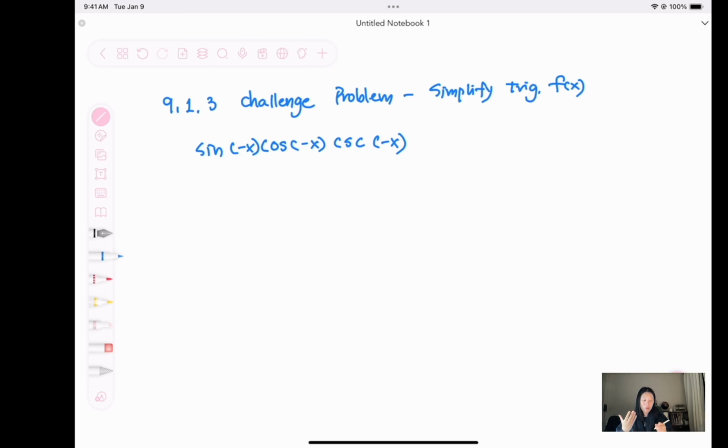First of all, if you see some negative inside of the sine, the trig function, the first thing you need to think about is the odd and the even function. I need to convert this. Sine is an odd function, so that means sine negative x is equal to negative sine x. Cosine is an even function, so it's going to equal cosine x.